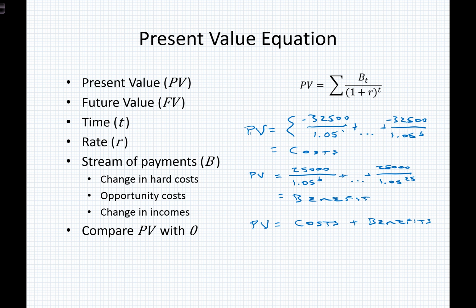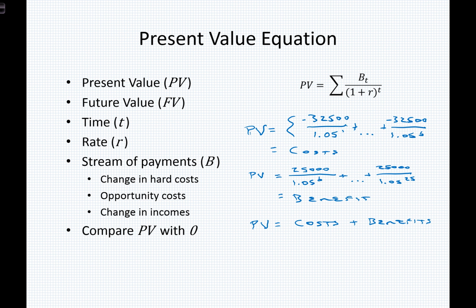If one is very aggressive about their rate of return and likes to take lots of risks, then their R might need to be higher than, say, the 5% I've used in this sample. Or if they're extraordinarily conservative, they never take risks, maybe their R is going to have to be less than the 5% I've used in this example, maybe 2%. So in my stream of payments, in my B, or often referred to as beta, I'm including hard costs, opportunity costs, and changes in income.